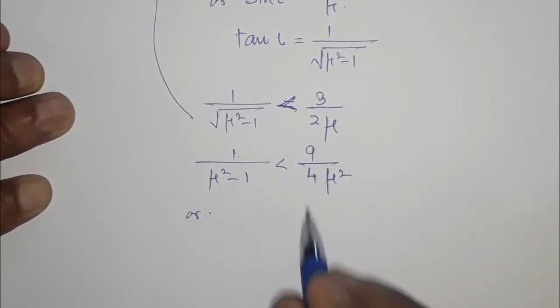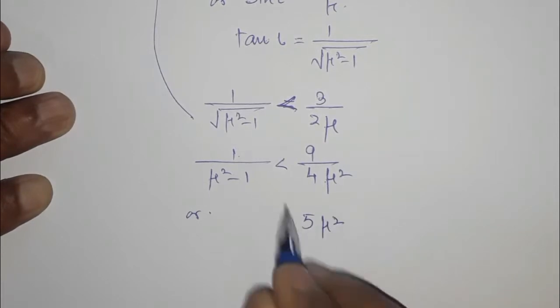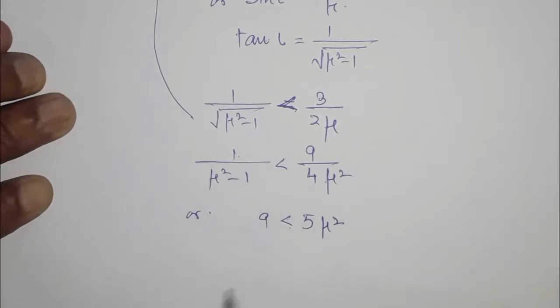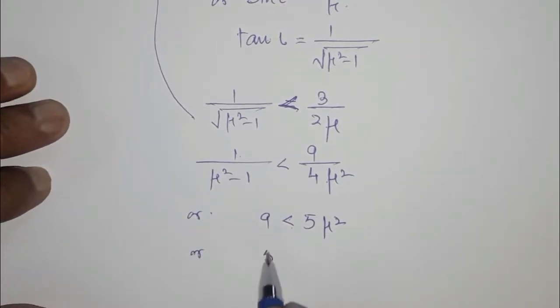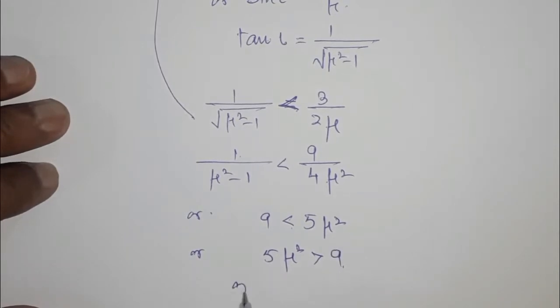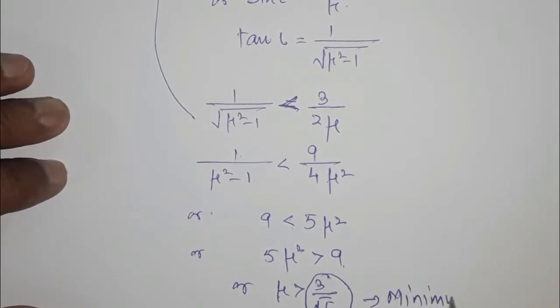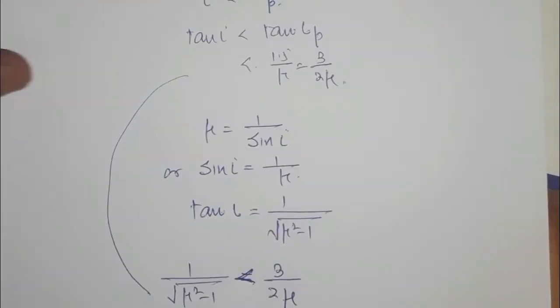4 mu square, that means here this is 5 mu square, here it will be 9, or 5 mu square is greater than 9, or mu is greater than 3 upon root 5. That means if mu is greater than this, this is the minimum value. So this is all about this question.